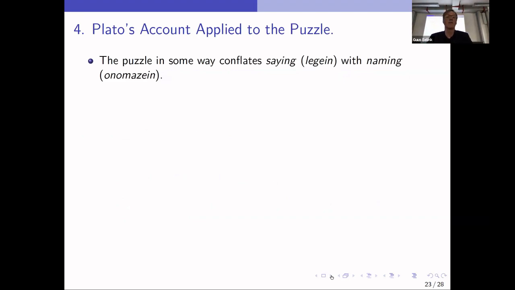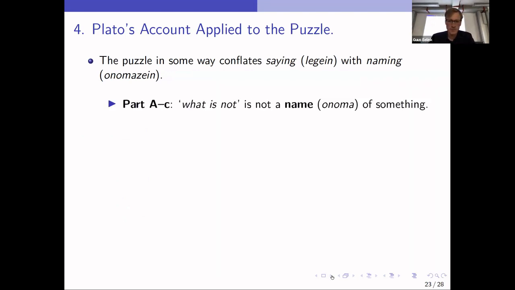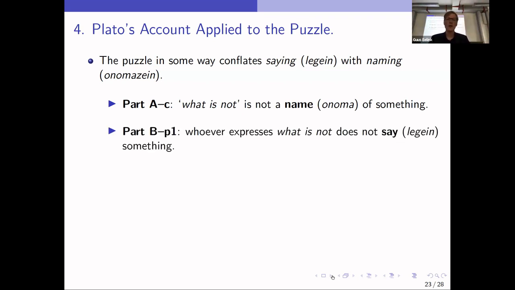Well, my suggestion is that the puzzle in some way conflates saying with naming. Because in part A, we are concerned with naming, and the conclusion of part A is that the phrase "what is not" is not a name of something. Whereas part B, and specifically the first premise of part B, is concerned with saying, and it says that whoever expresses what is not does not say something.